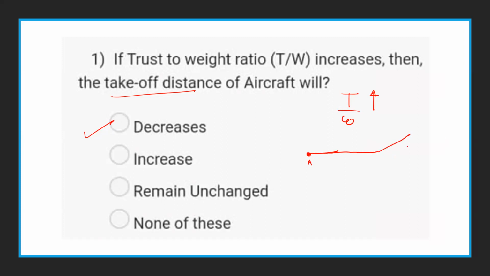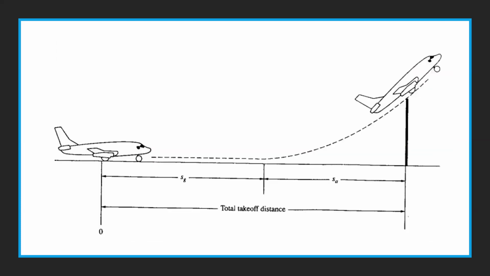Let's call this point B. Is it the takeoff distance? No. So which one is the takeoff distance? The point at which the aircraft will clear the minimum screen height. Exactly. So I'm happy that you know the answer. I brought some geometry here. Yeah, it looks like this.